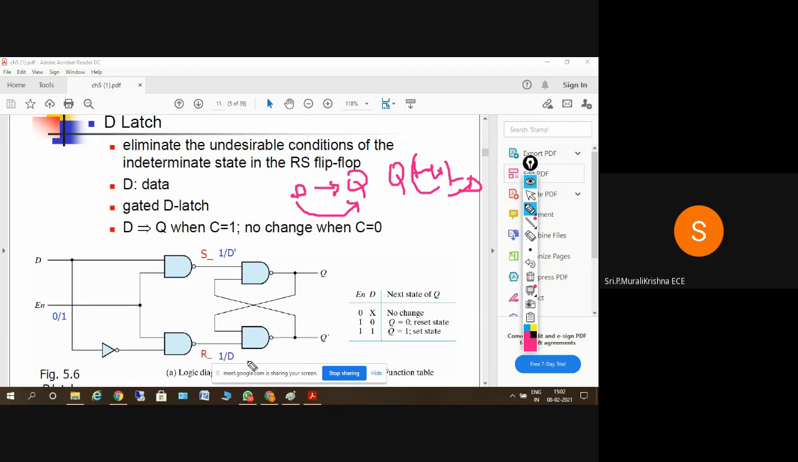Okay, and if I use this enable input, when the enable input is not active, there is no change in the state. And when the enable input is equal to 1, whatever input we give here will be the output. So that is the case in the D latch here. We'll see the function of the D latch.